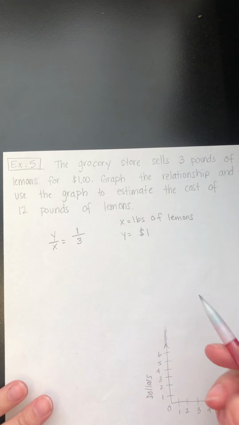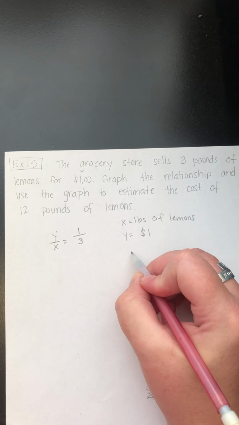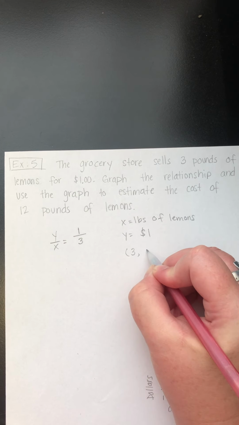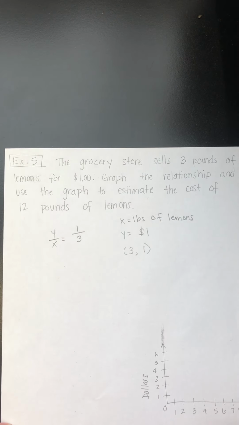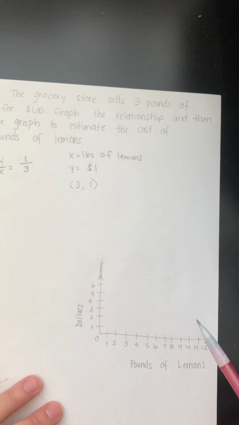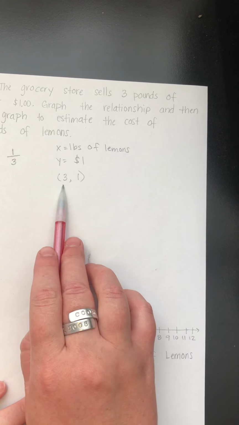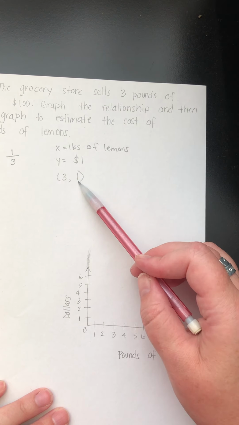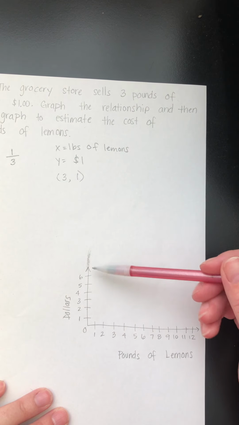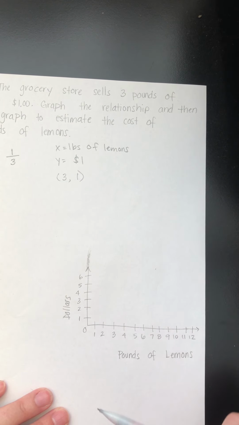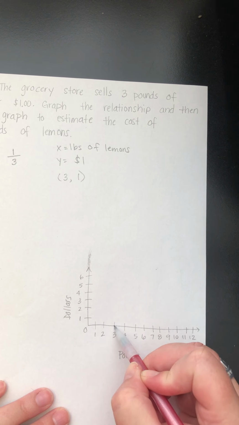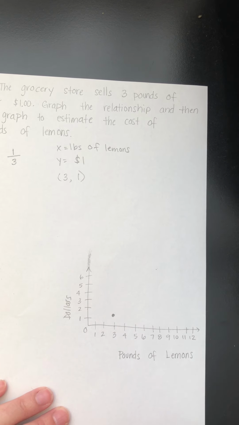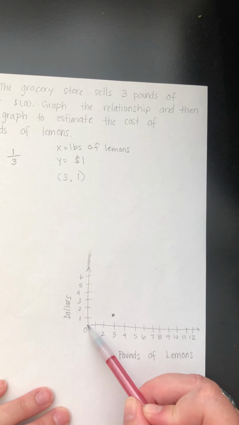Okay, so if you want to write it as an ordered pair, x goes first, so it's 3, and then y goes second. Okay, remember you can always write it as an ordered pair. Now if you go down here to graph it, 3 is the pounds of lemon, or x, so I have it on the x-axis. Y is the dollar amount that it cost. It cost $1, which I have on the y-axis. So if you want to graph your first point, 3 pounds of lemons cost $1. That's our first point. And remember, direct variation always goes through 0, 0.